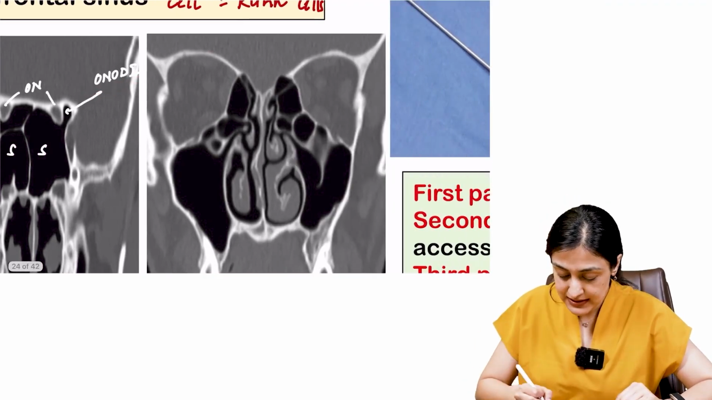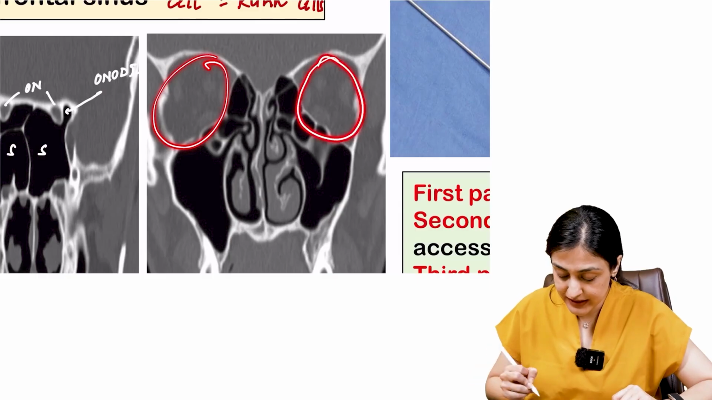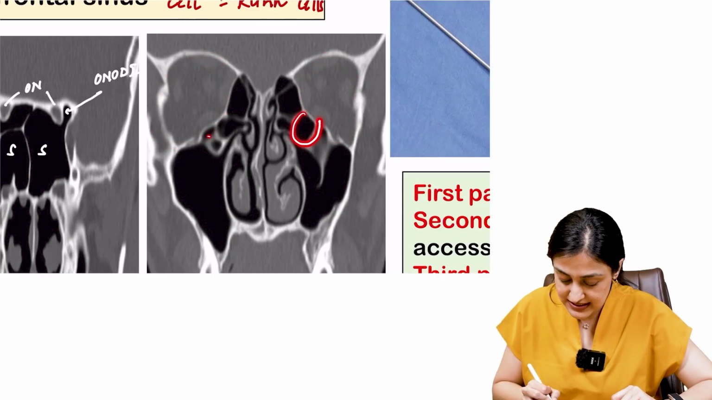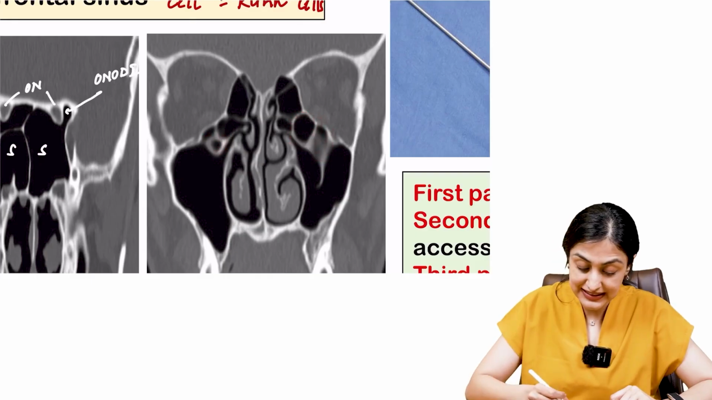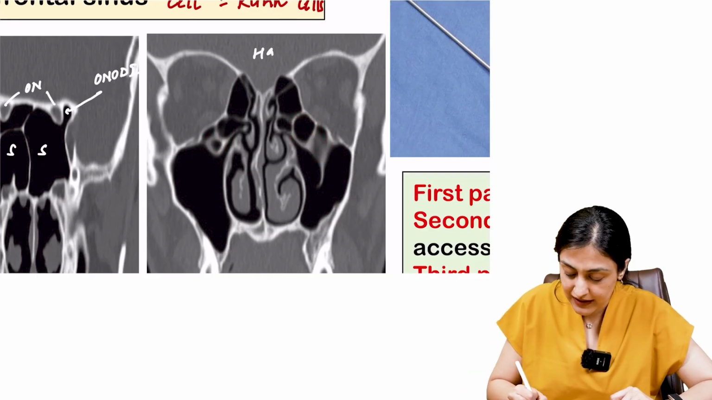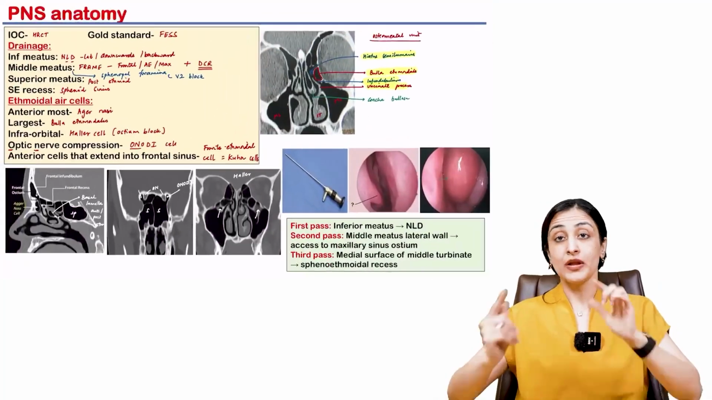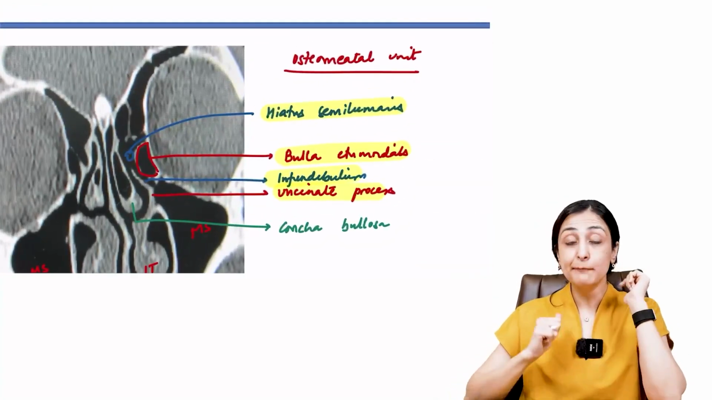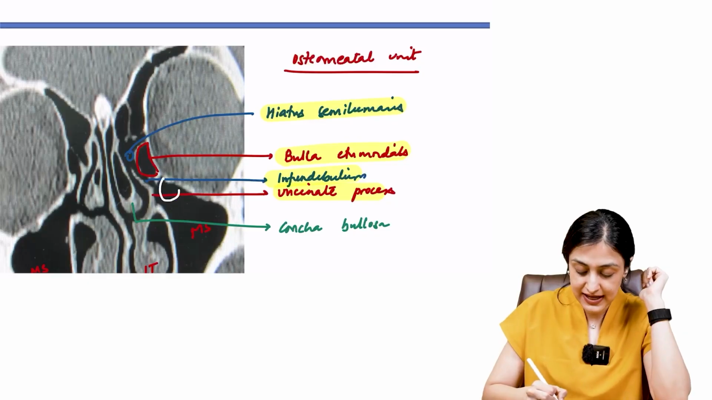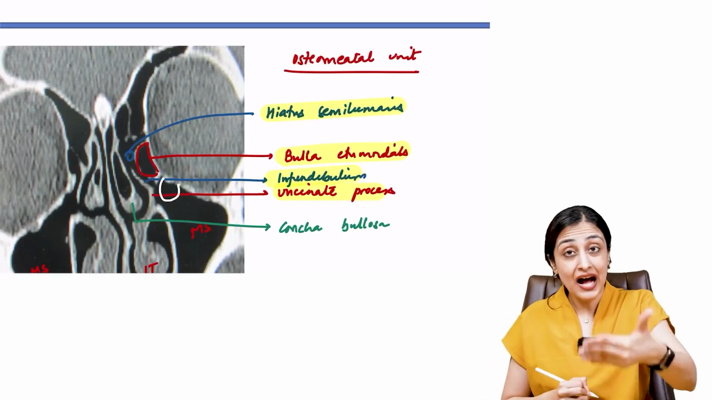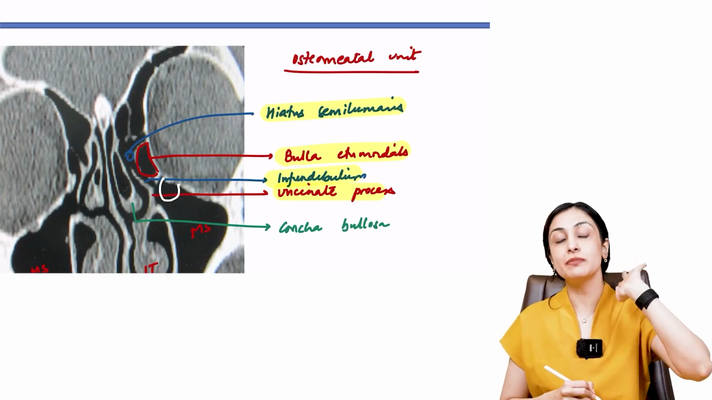And then look at this. So this is the plane of the orbit. So can you see a cell coming from below? So who are these cells below? They are Haller cells, and you can see how they will block the sinus ostium. Okay, so the biggest one medially is the bulla ethmoidalis. From here will come some Haller. The anterior plane is agger nasi, the posterior plane is Onodi.